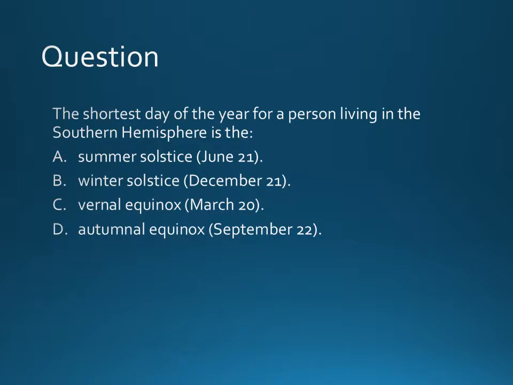The shortest day of the year for a person living in the southern hemisphere is A. Summer solstice, June 21st, B. Winter solstice, December 21st, C. Vernal equinox, March 21st, D. Autumnal equinox, September 22nd. The answer is A. Summer solstice, June 21st.